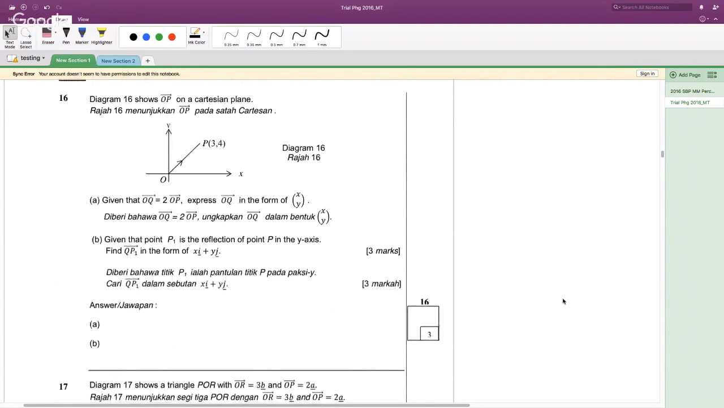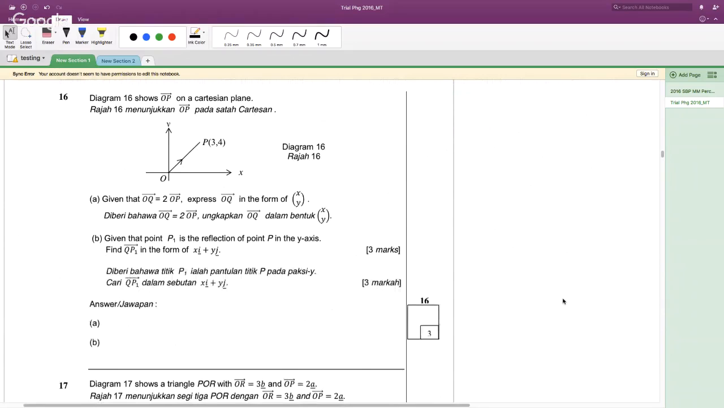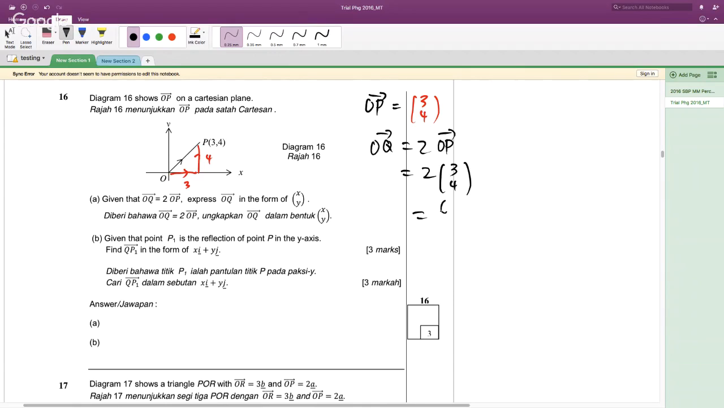Okay, so this one should be quite simple. First thing is OQ equals 2OP. We know OP from the diagram, coordinate (3, 4), that means OP moves 3 units across and 4 units up, isn't it? So OP equals (3, 4). The question asks me to find OQ. I know OQ equals 2OP, therefore it equals 2(3, 4), so it's just (6, 8). It's only 1 mark.